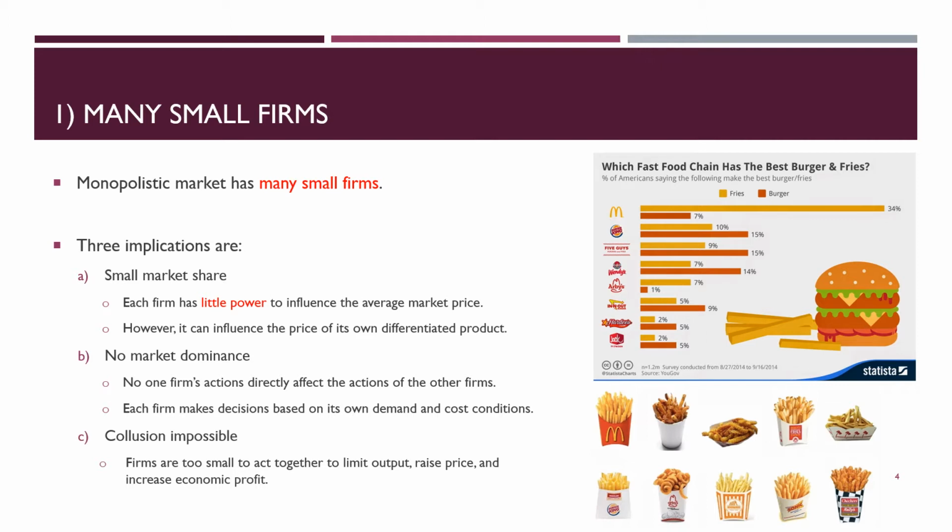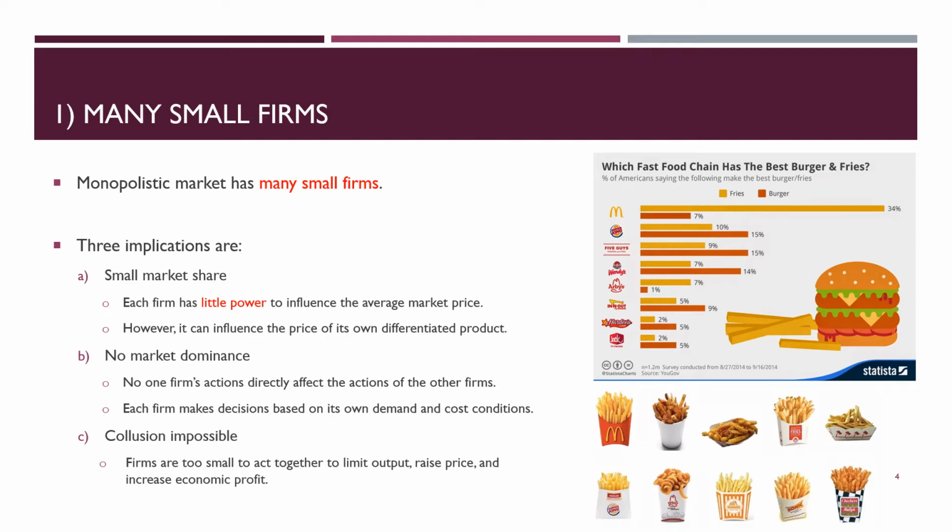As a monopolistic market is formed by many small firms, there are some implications in this type of market structure. Firstly, each monopolistic firm has a relatively small market share in the industry. Therefore, each firm has little power to influence the average market price. However, each firm can influence the price of its own product through product differentiation.